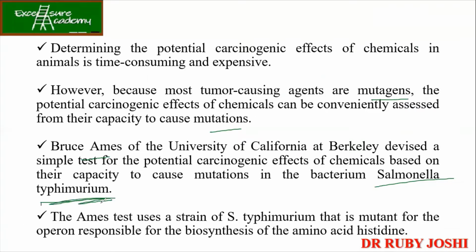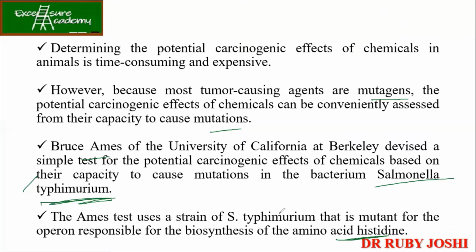Okay, Salmonella typhimurium, because this is the host bacteria onto which you are going to check whether the applied chemical agent has got mutagenicity or not. So the Ames test uses a strain of Salmonella typhimurium which is mutant for the operon responsible for the biosynthesis of the amino acid histidine. Now before I proceed further, what do you think will be the answer?